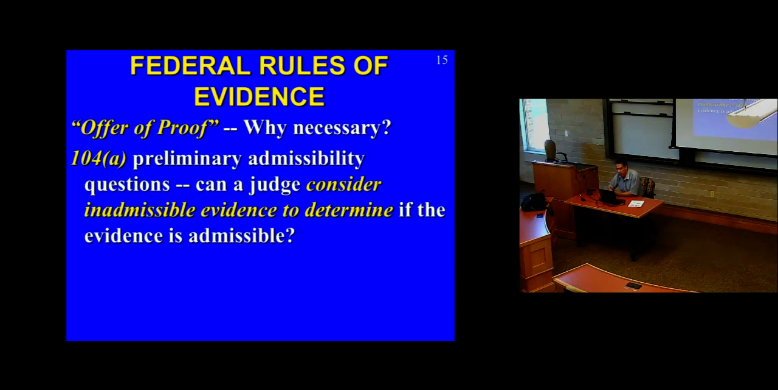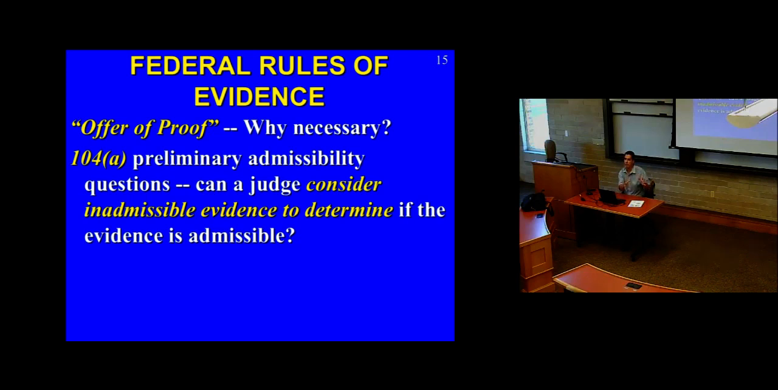Under Rule 104(a), there are rules that allow a preliminary determination of admissibility of certain questions. That is, whenever the judge is making a determination as to whether an item of evidence is admissible, that judge can take into account even inadmissible pieces of evidence to make the determination.